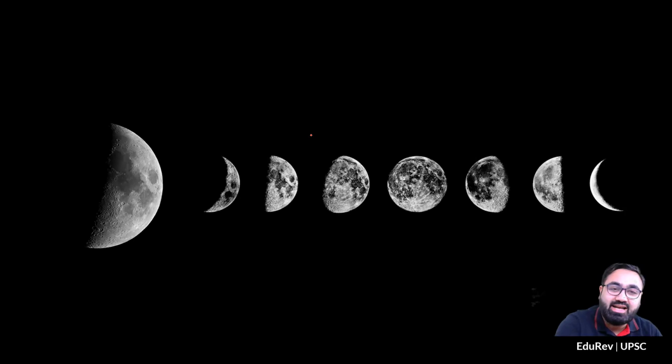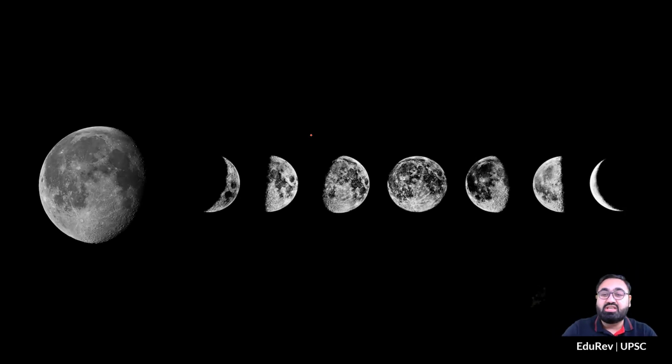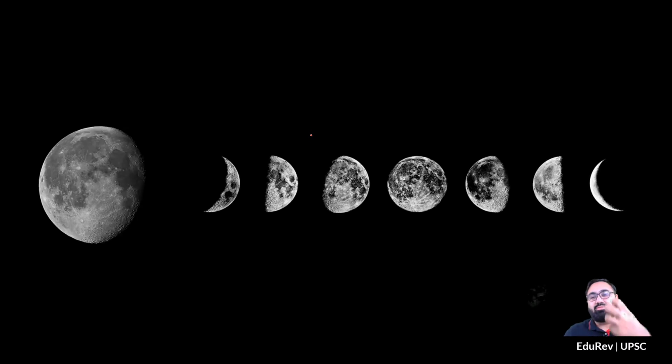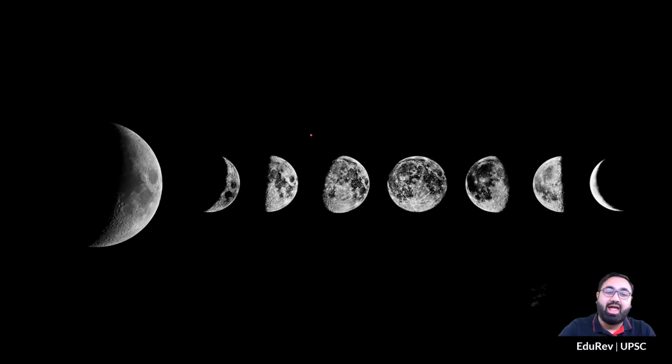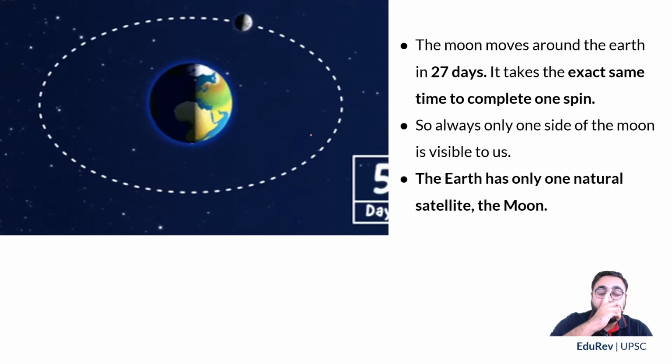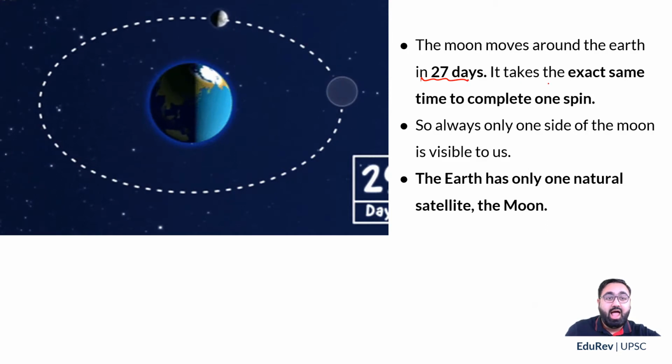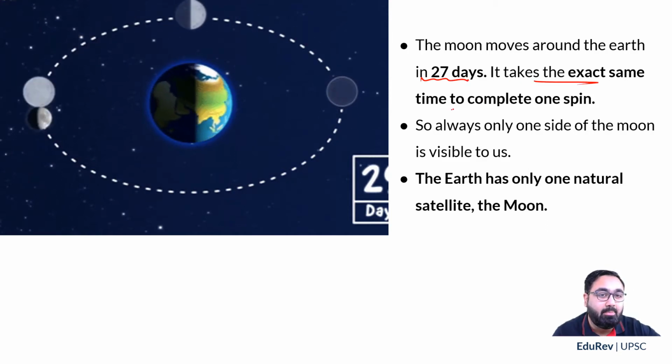Now, what exactly is going on with the moon? If you see, these are the different stages of the moon, depending upon at what time of the month you are actually looking at the moon. Now, the interesting fact about the moon is it takes about 27 days to move around the earth and exactly the same time to complete one spin.